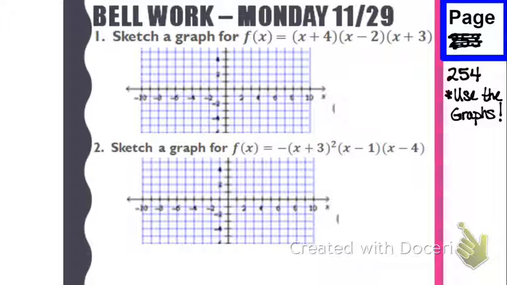Start talking about this. On number 1, where are the x-intercepts at? Where are the roots? Yep, -4, +2. Oh, I forgot the negative on the 4. And -3.